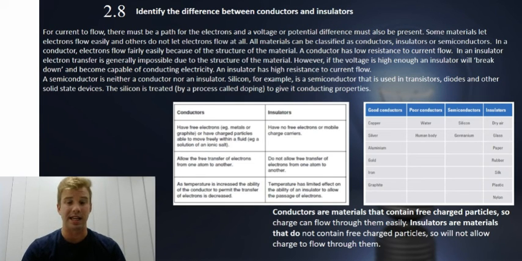Okay, the key words here is just to use charged particles such as electrons, allowing them to go through particles or atoms, and insulators just do the opposite and don't contain free charged particles or allow charged particles through them.